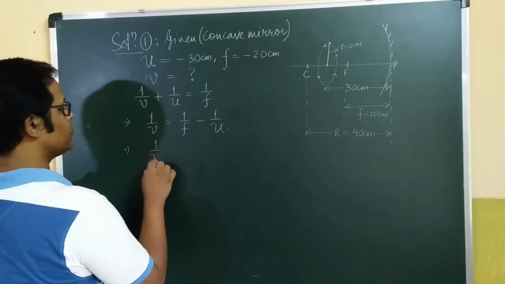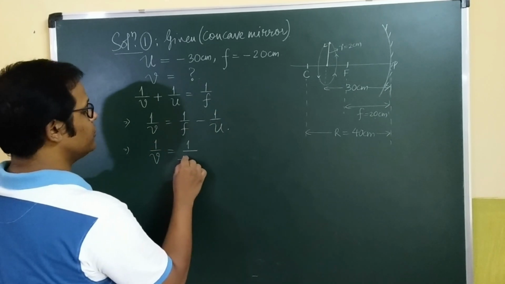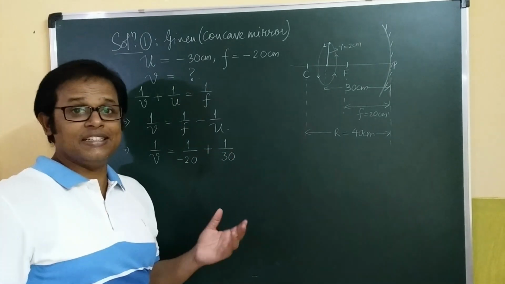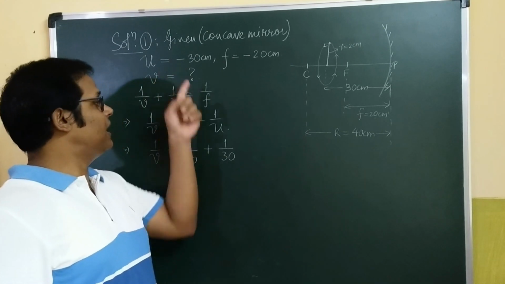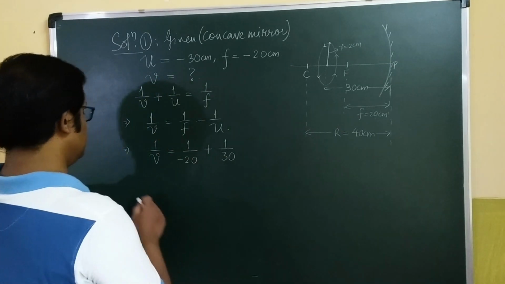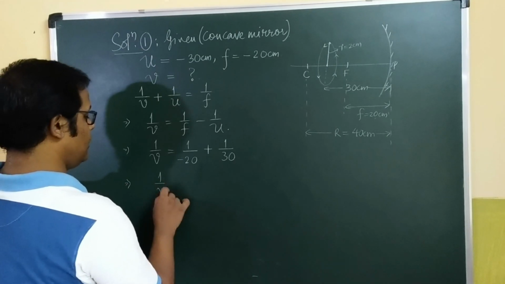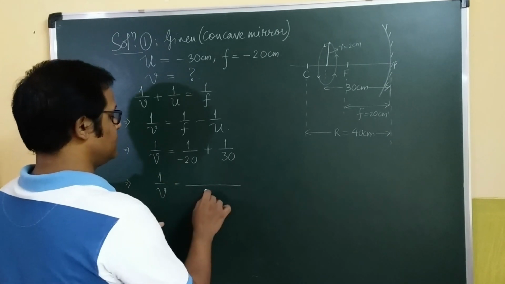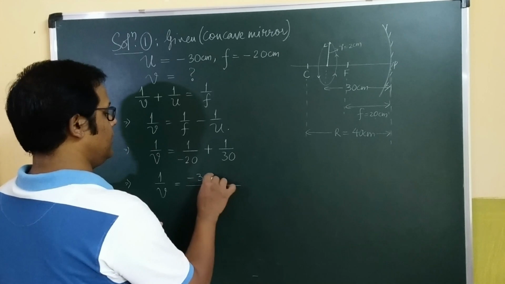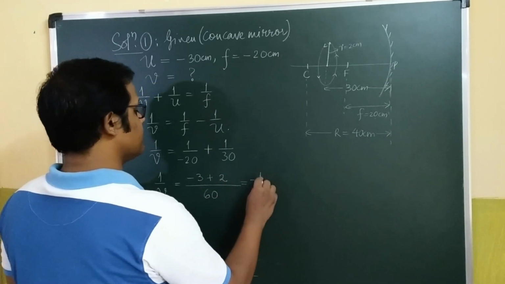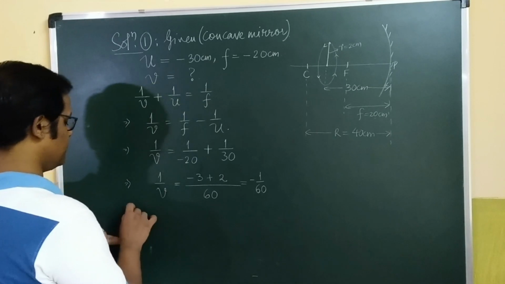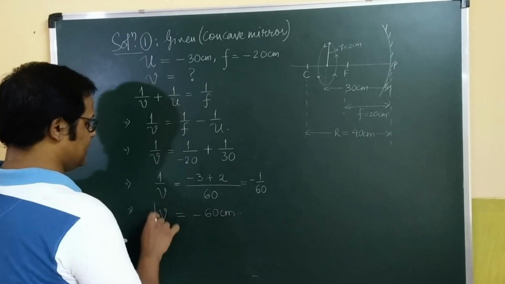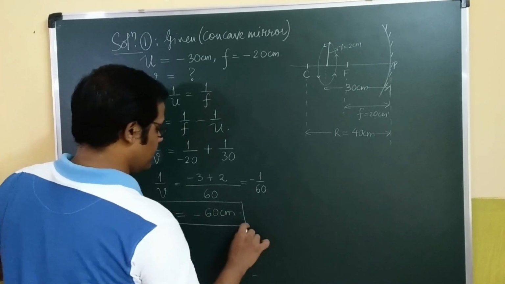Definitely all can solve this once the conditions are clear to you. This is minus 20, this is plus 30. I have directly written that plus, okay? I hope you are clear that this minus is going to make it plus. Alright, good. So 1 by V equals, take the LCM of 20 and 30. So it's going to be 60 there, minus 3 plus 2, so the result is minus 1 by 60. So we will come to know that the image of the circle is going to form at a distance of 60 centimeters from the pole of the mirror.